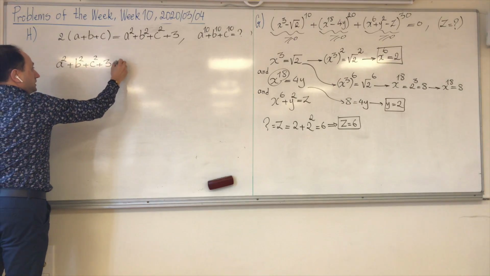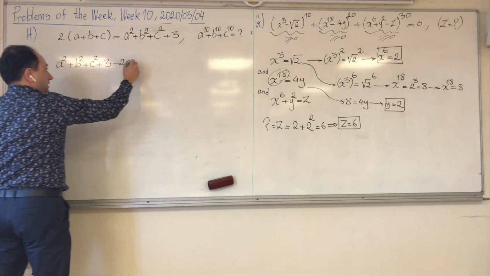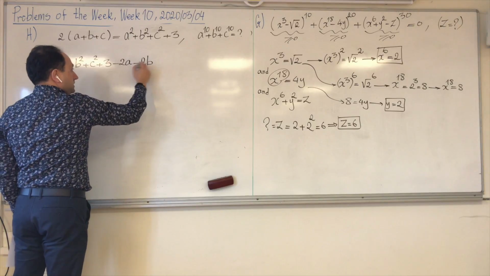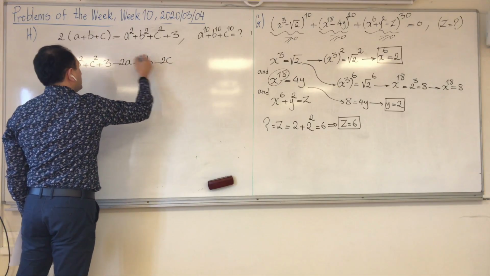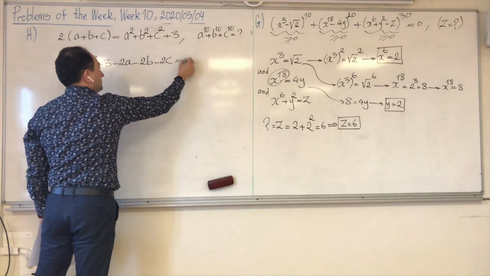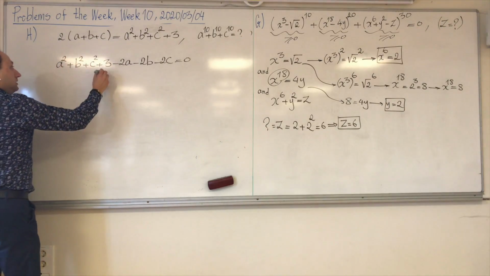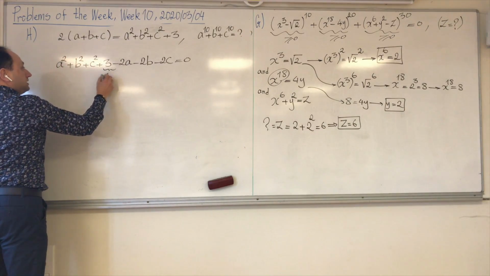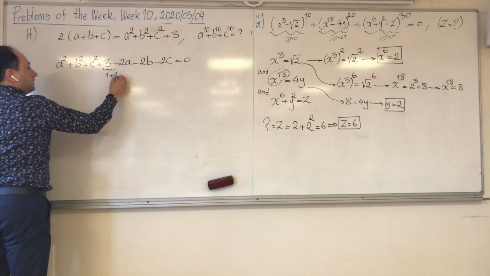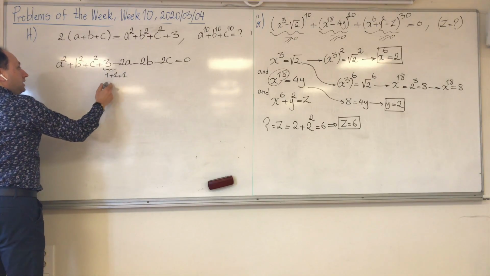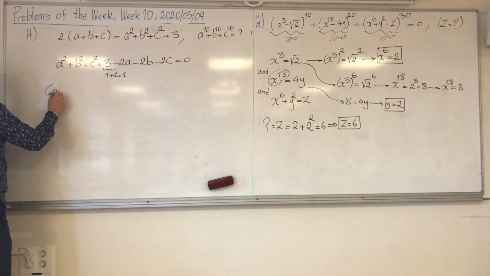2A, I move it to the other side, it becomes negative 2A. Same reason, negative 2B and negative 2C. What is left here is 0. But then you can immediately realize that this 3 can be written as 1 plus 1 plus 1, and I complete the squares immediately.